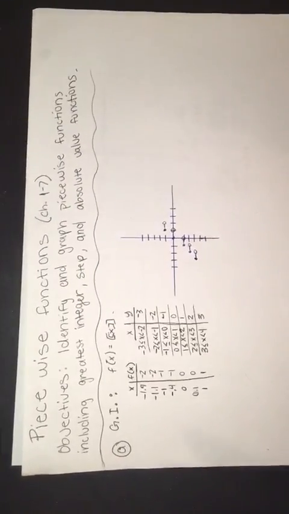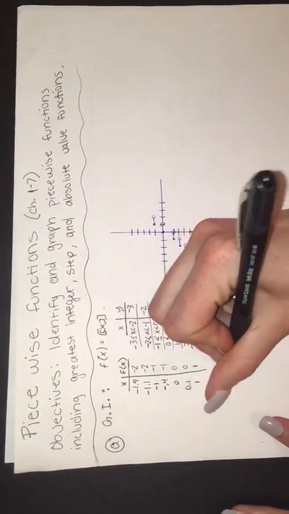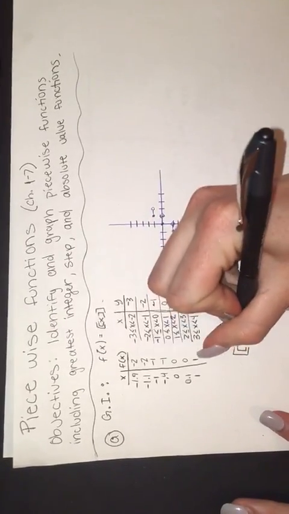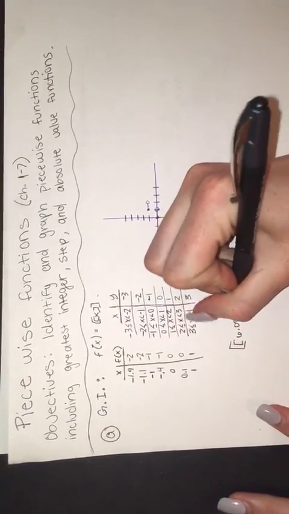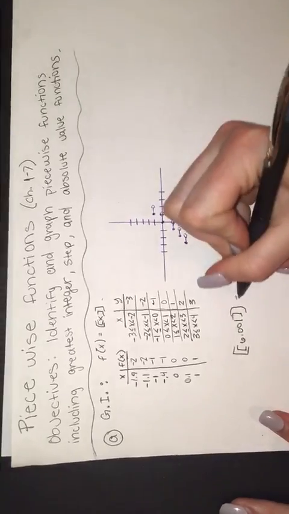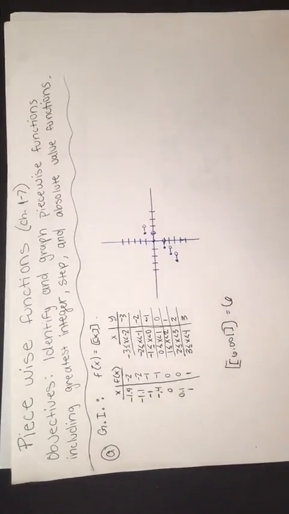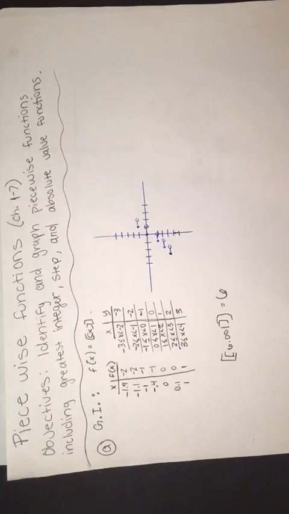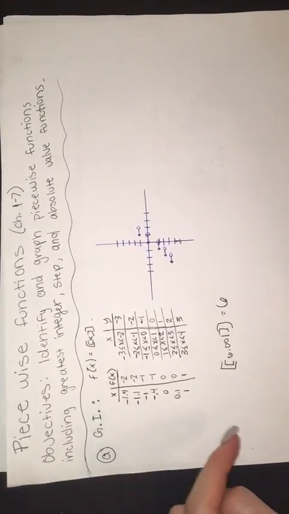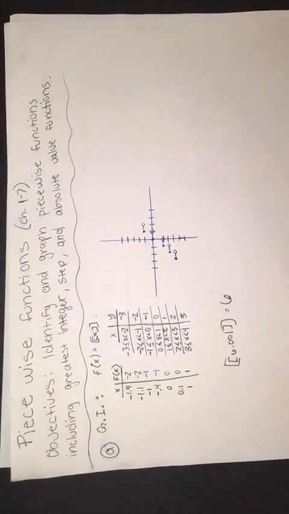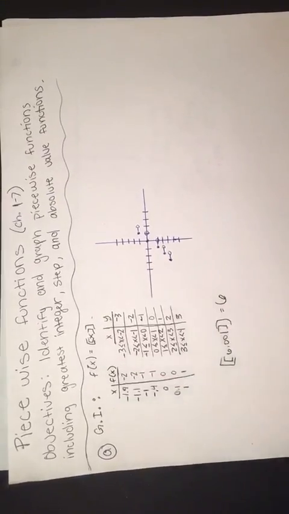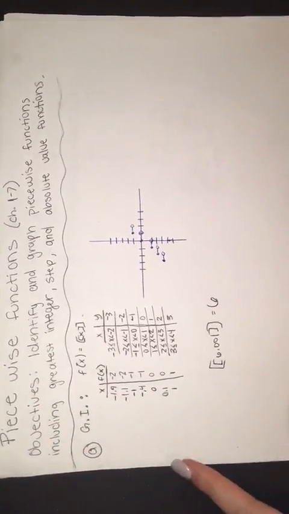An example would be 6.001, and the greatest integer of that would just be 6. That would not be greater than 6.001. So for here we can see on a graph that I put negative 1.9, and the greatest integer for that would be negative 2, and so on and so forth.